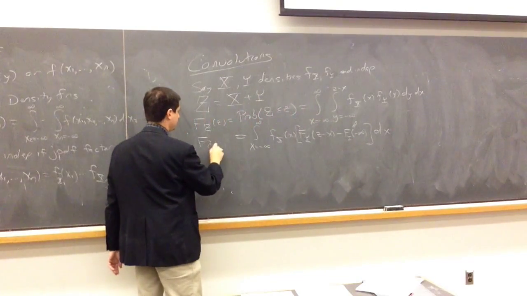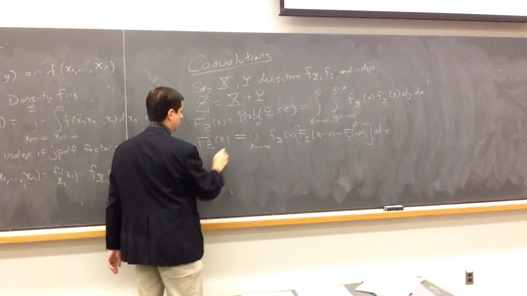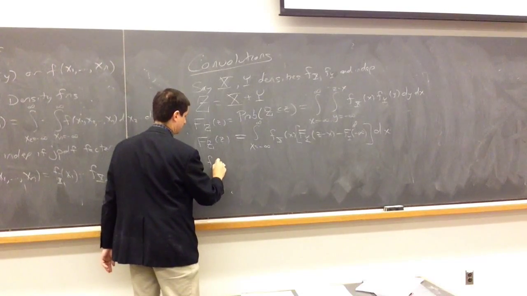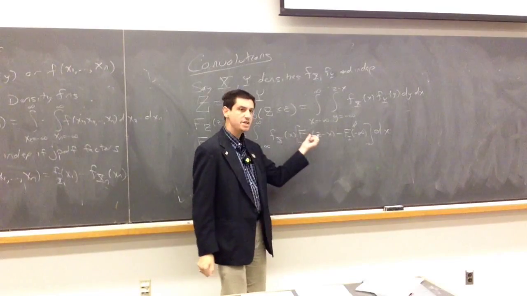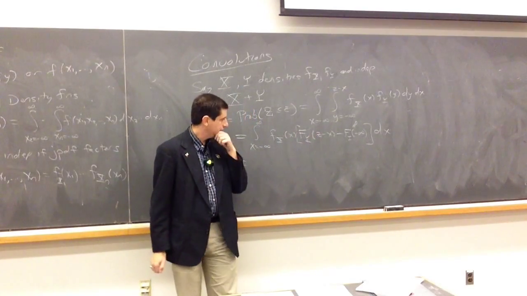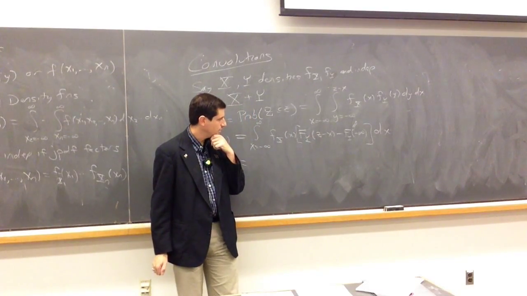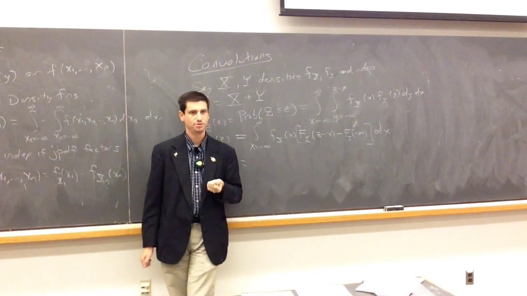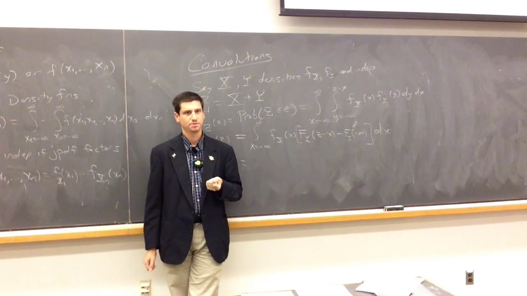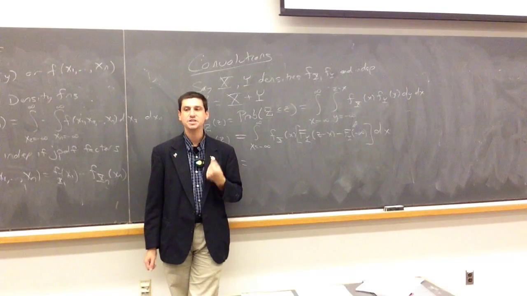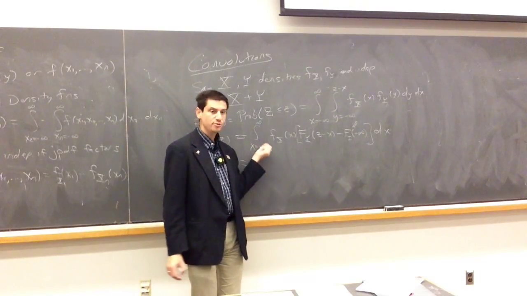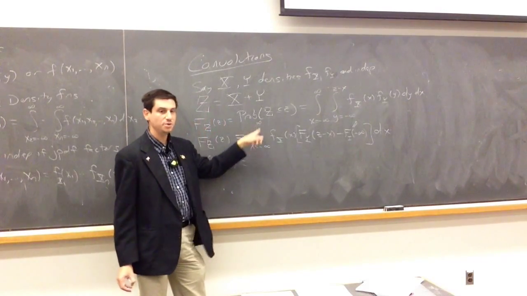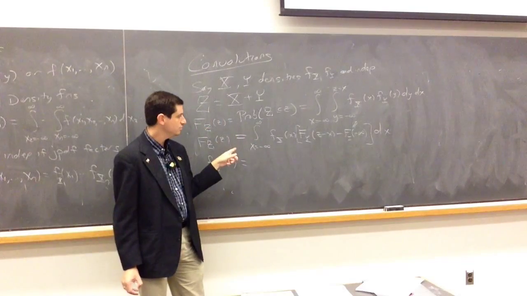Alright, so this is big F z of z. So I now want to take the derivative. But when I take the derivative, and we've got to be a little bit careful about this, what am I taking the derivative with respect to? What is my variable? Z. I'm not taking the derivative with respect to x. X is my dummy variable of integration. I take the derivative with respect to z.